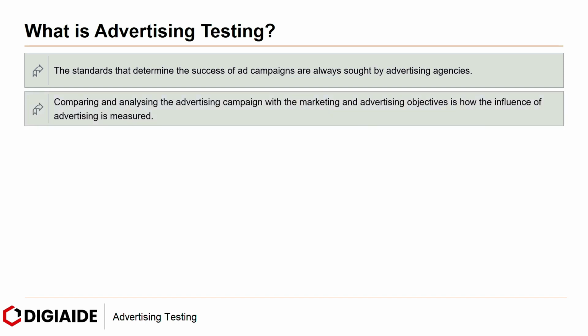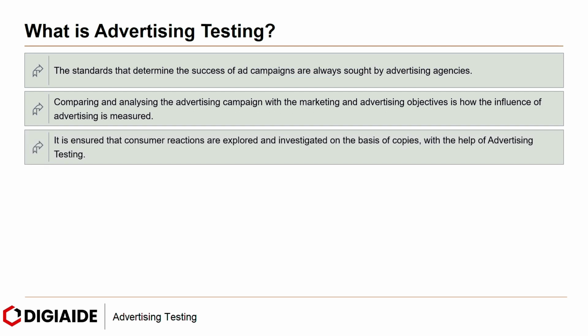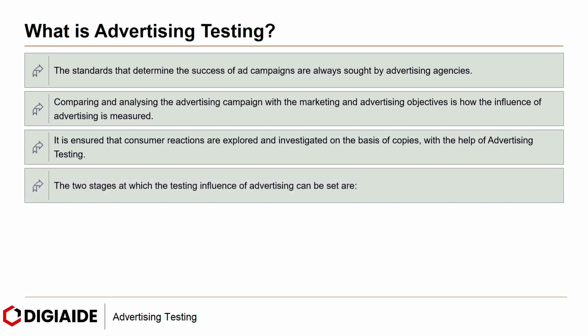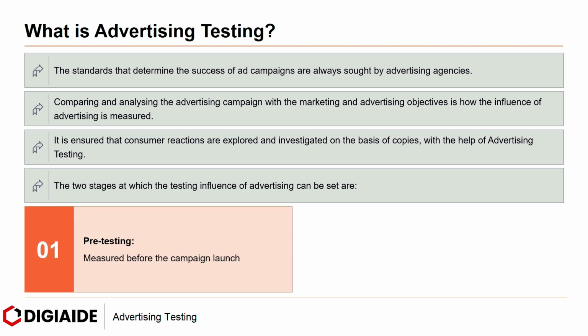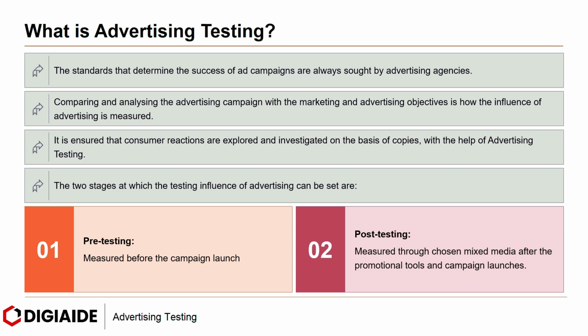Comparing and analyzing the advertising campaign with the marketing and advertising objectives is how the influence of advertising is measured. It is ensured that consumer reactions are explored and investigated on the basis of copies with the help of advertising testing. The two stages at which the influence of advertising can be tested are: first, pre-testing, that is measured before the campaign launch, and second, post-testing, measured through chosen mixed media after the promotional tool and campaign launches.